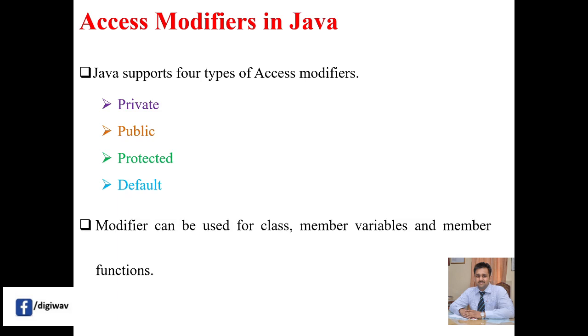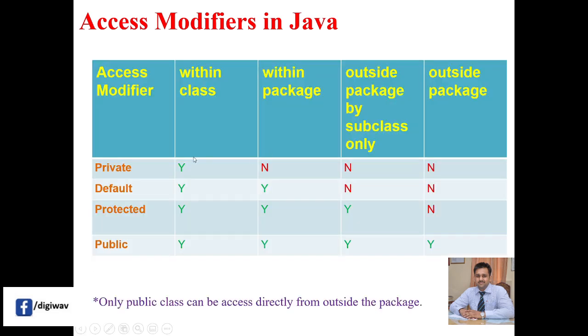Modifiers can be used for class member variables and member functions. When we do not use any access specifier, then this default access specifier will activate automatically. No need to write this default as a specifier in the program, as we follow this rule in C++ also. Now this is the chart where we can see how these access modifiers are used in Java.